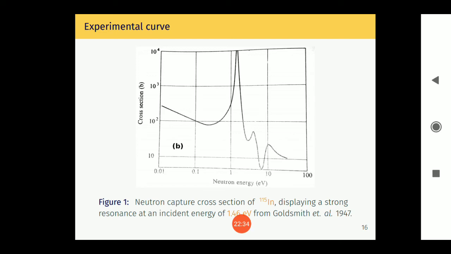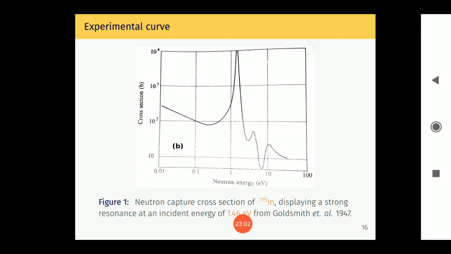Here is an experimental result of the neutron capture cross-section for indium-115 displaying a strong resonance at an energy of 1.46 electron volt. So this is extracted from the Goldsmith et al. work. One can easily observe this particular resonance taking place. So that's a characteristic of a resonance process in a nuclear reaction.